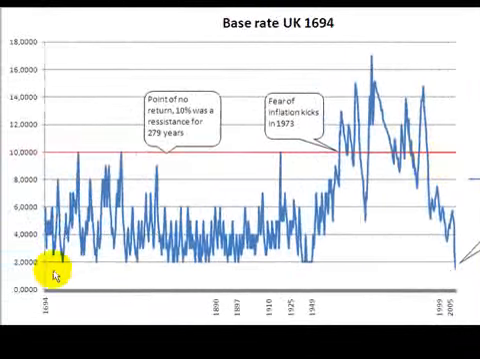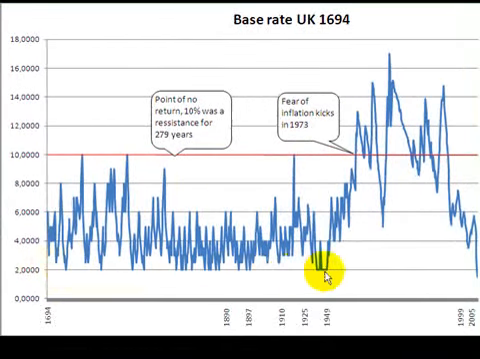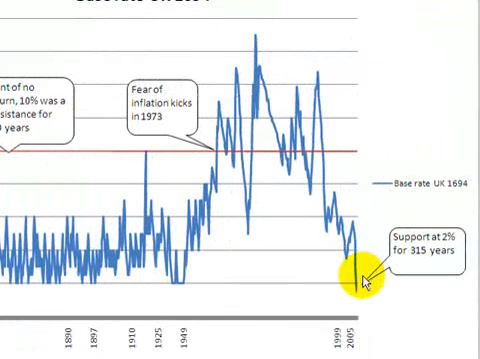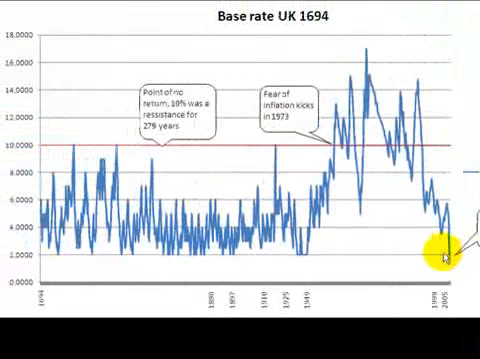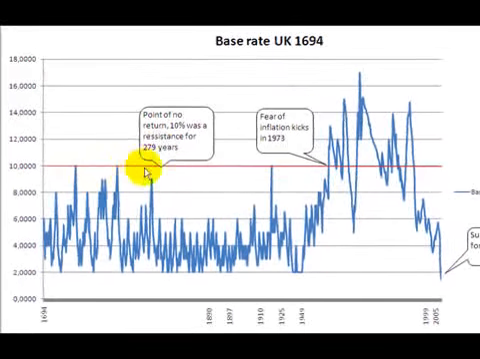As we can see in this chart, since 1694, 2% for the base rate in the United Kingdom was a strong support, a support that lasted 315 years, up until a couple of days ago when 1.5 was declared the base rate. And 10% was a resistance. 10 points on the base rate of the United Kingdom was a resistance for 279 years, the point of no return. Every time that point was achieved, the rate went down, down and down until the support of 2 points.